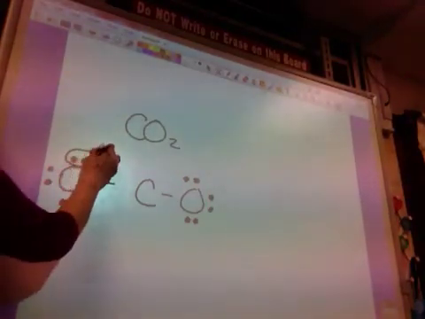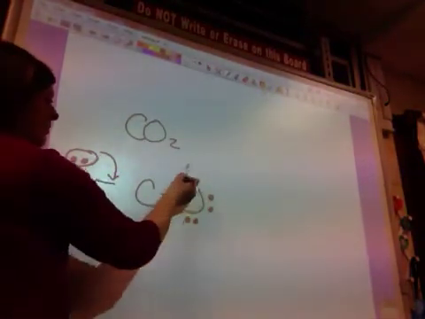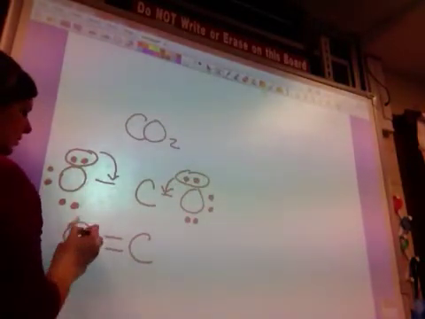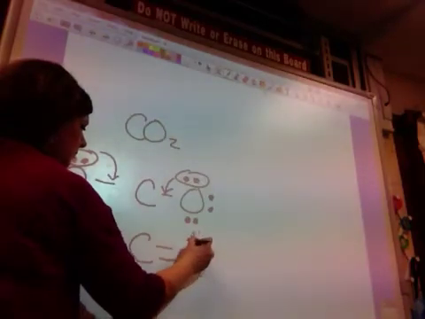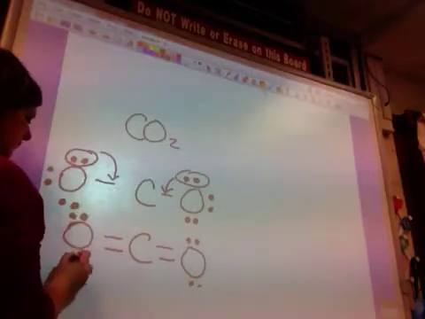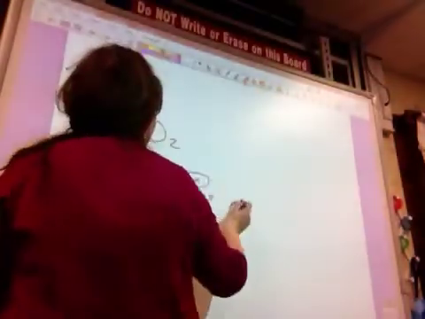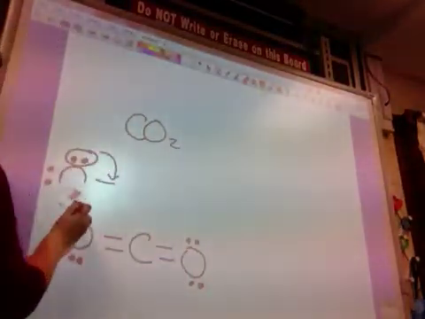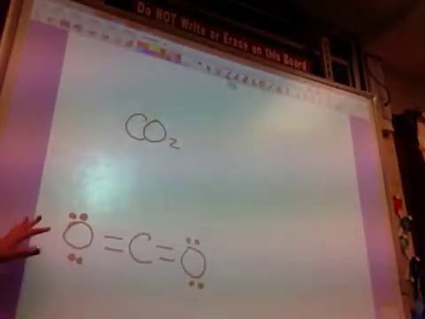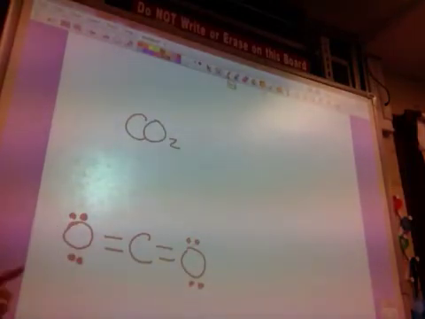So oxygen is actually going to donate this lone pair as a shared pair, as a covalent bond. That one is going to go there. So I'm going to redraw this with a double bond. Okay, so this is what I have right now. I'm going to erase the rest of it so that we don't have any questions here. So this is my Lewis structure for carbon dioxide. I now need to figure out the shape.